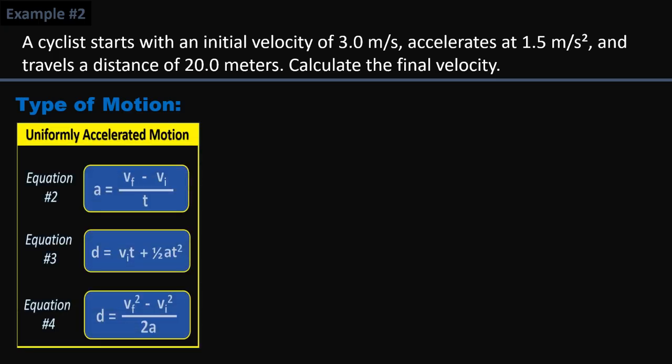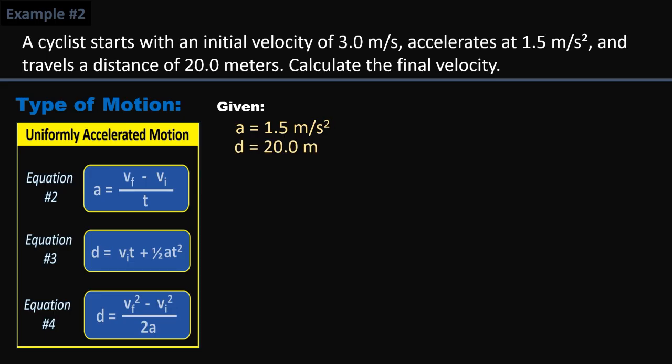Nice. Example number 2. A cyclist starts with an initial velocity of 3.0 meters per second, accelerates at 1.5 meters per square second, and travels a distance of 20.0 meters. Calculate the final velocity. What type of motion is described by this problem? CVM or UAM? This is a UAM problem, so we will refer to the UAM equations.